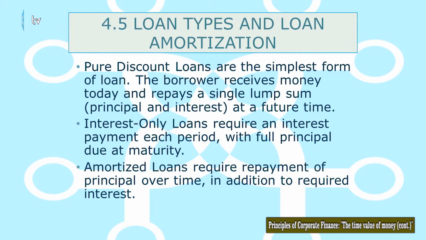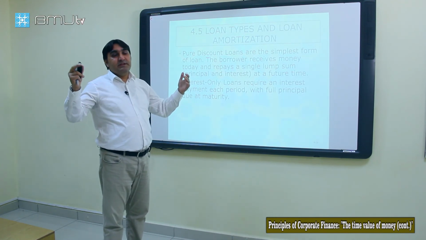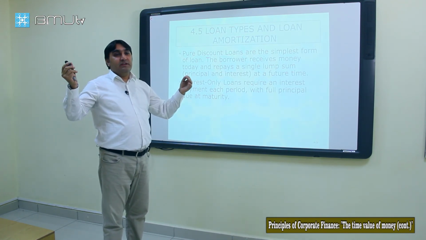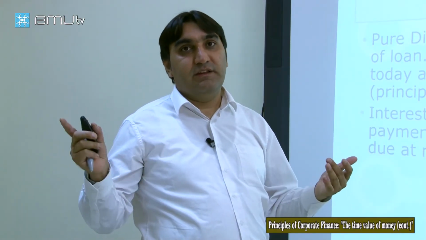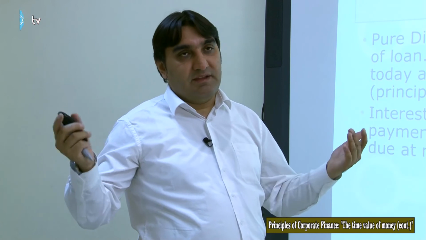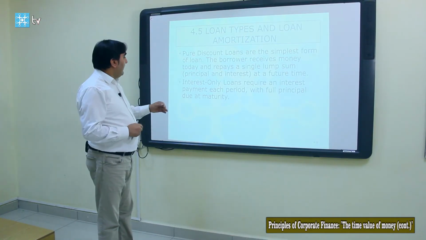An example of this is treasury bills. For example, a $1 million treasury bill is sold at a discount. You pay, for example, 9.9 thousand. I put random numbers, and at the end of the period you get 1 million.